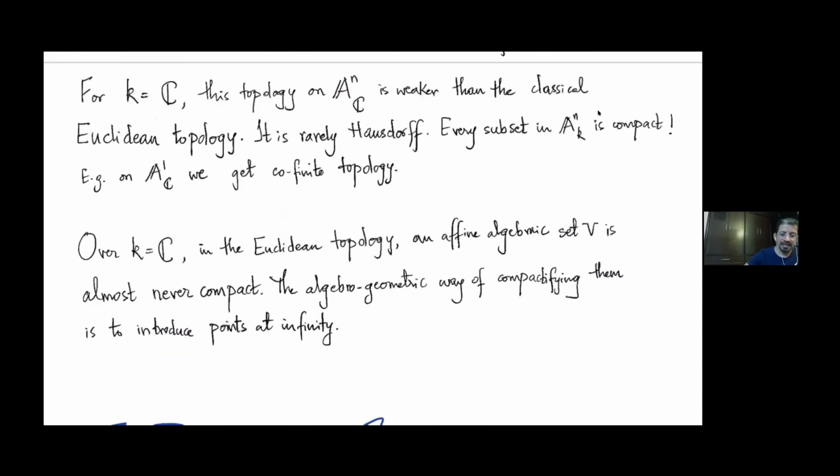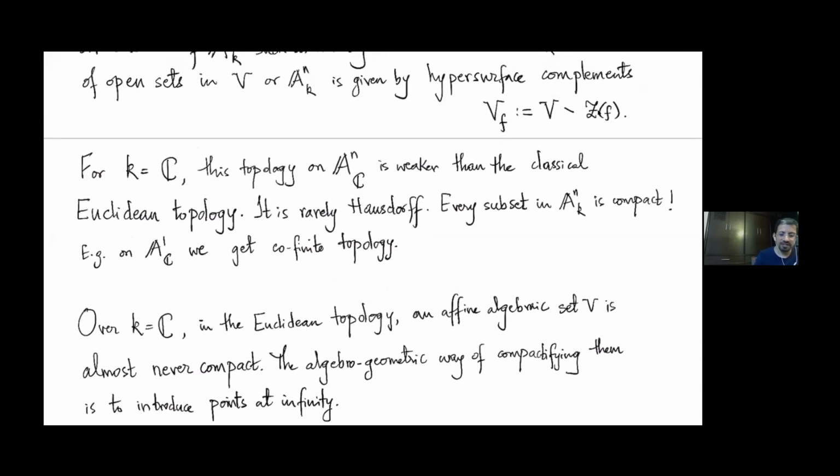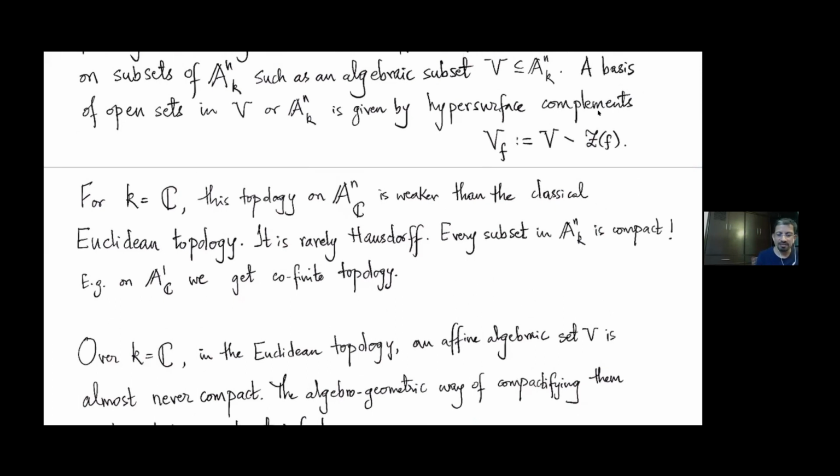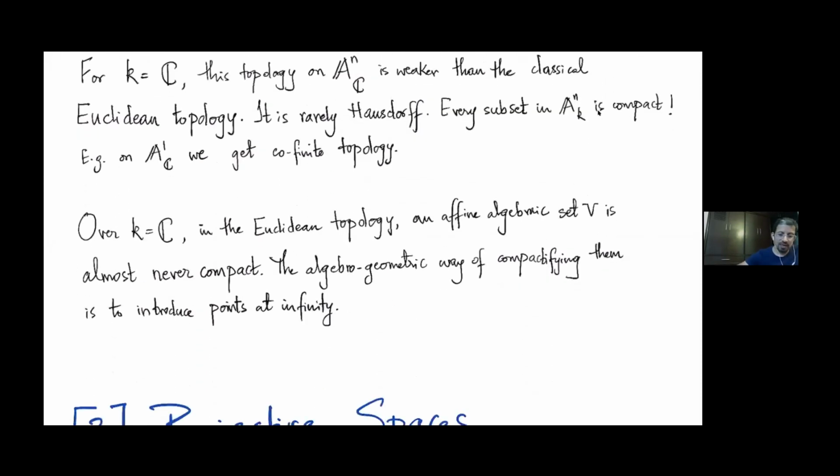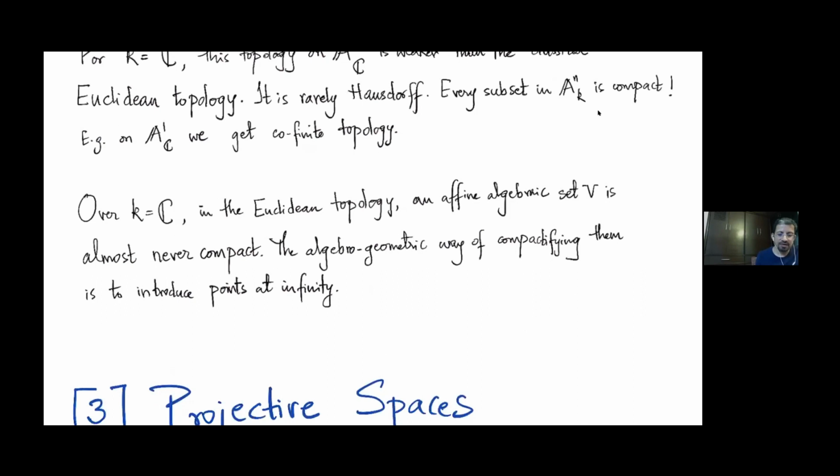However, the guiding principle is always the classical topology. So for example, if your algebraic set is over the complex numbers, we would like to know what happens in the classical topology, the Euclidean topology. One thing, for example, is that over K equal to C, an affine algebraic set is almost never compact except for finite sets. So finite sets will be your only examples of compact sets.